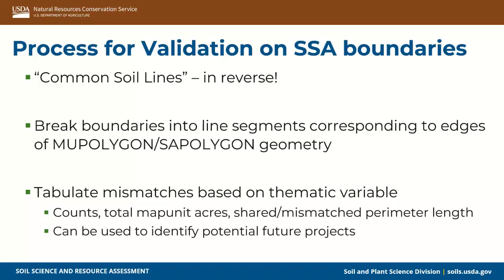And so the process that I'm using for checking these soil survey area boundaries is essentially, I call it common soil lines in reverse. So this is a check that we all probably perform in the process of finishing our soil survey data, or actually regularly as we're doing any sort of digitization. We're checking to make sure that we don't make splits and have polygons adjacent to each other that have the same symbol.